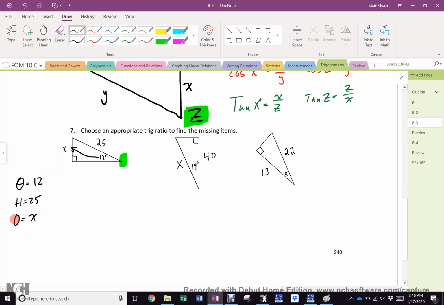What uses O and H? Sine. Sine theta equals O over H. Now just fill in the numbers. Sine of what? No, we know what theta is. Sine of 12 equals what's O? X over hypotenuse. What's hypotenuse? 25. And then, how do we get rid of divided by 25? Multiply. So 25 sine 12 equals X.